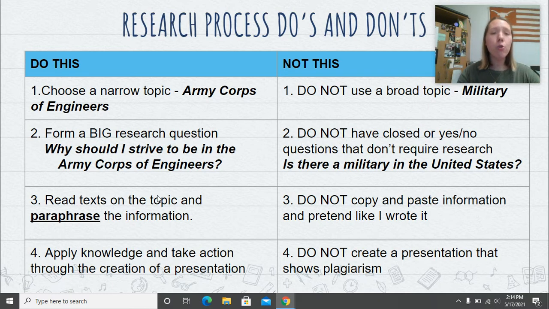You should also read text on the topic and paraphrase the information. We'll go over what paraphrasing looks like, but remember, paraphrasing is basically taking information and putting it in your own words. You do not copy and paste information and pretend like you wrote it. That is plagiarism. That is considered cheating and is a huge no-no in research projects. Do not copy and paste information and pretend like you wrote it.